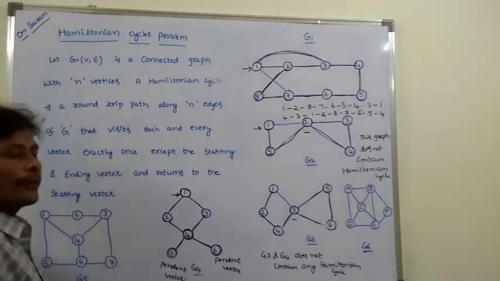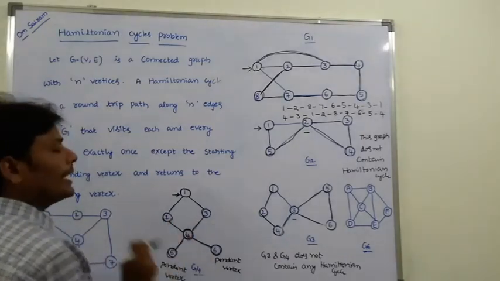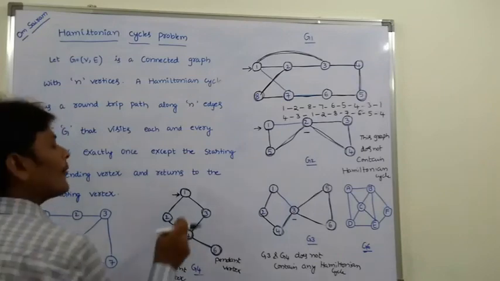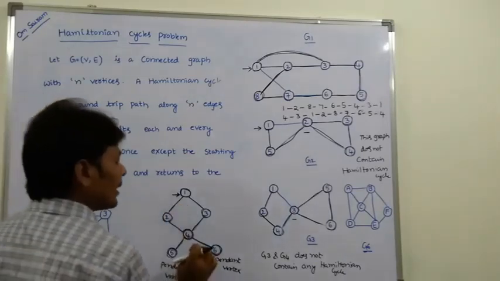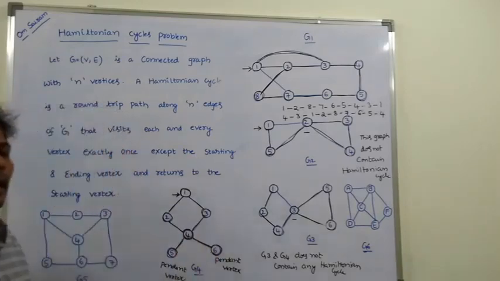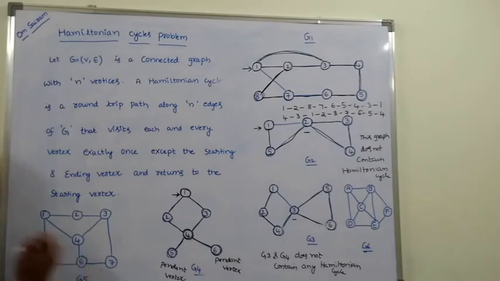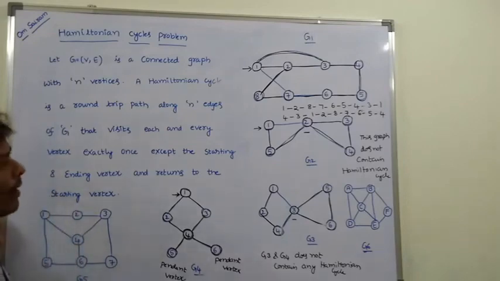Consider graph G4. This graph contains a pendant vertex. If any graph contains a pendant vertex, we can say that the graph does not contain any Hamiltonian cycle. Next, consider graph G5. We have to check whether the graph contains any Hamiltonian cycle or not.